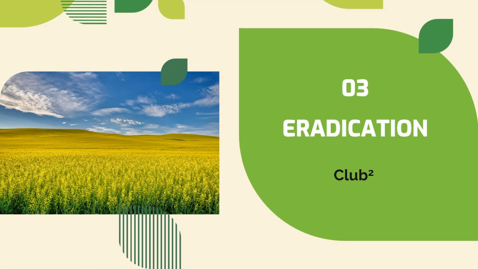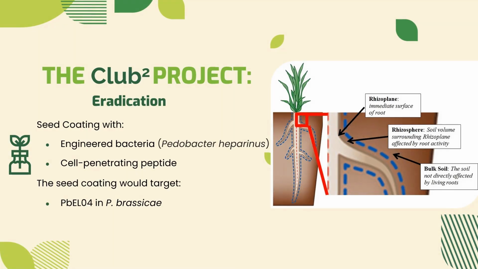Now we move on to the next step, the eradication of the disease from crops. Our project proposes the creation and utilization of a seed coating containing an engineered bacteria vector, Pedobacter sp, which is symbiotic with canola. Along with this, we will incorporate a cell-penetrating peptide that will target a specific protein, ideally PBEL04, within the clubroot, inhibiting the disease.